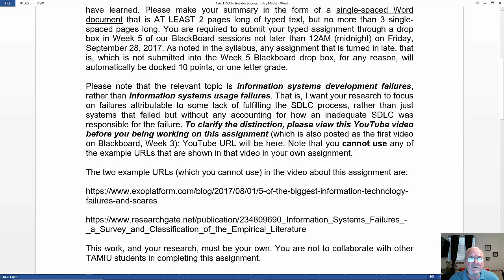I want your research to focus on failures attributable to some lack of fulfilling the SDLC process, rather than just systems that failed that are not related to an inadequate SDLC. That is, systems that failed because of some silly technical glitch, or systems that failed because of anything that's not related to one of the phases of the systems development lifecycle. So again, to clarify this distinction, please view the YouTube video posted on Blackboard immediately following this one, which shows examples.